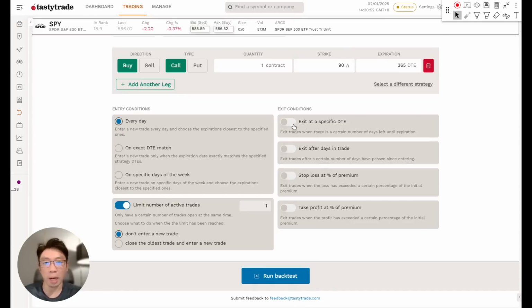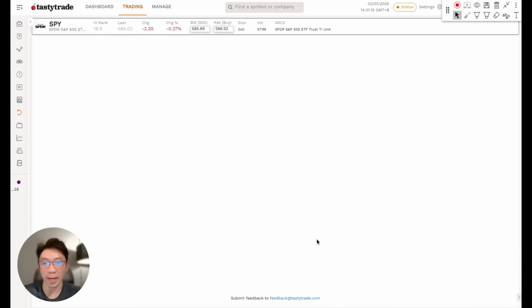At this point, I'll just leave this empty. And the exit after days in trade, I'll leave it empty as well. Stop loss, take profit, percentage of premium, I think I'll just leave this empty as well. And let's just see what this backtest actually shows us. So the next thing you want to do, once you've decided on all these conditions down here, is click this button here and let it do its backtest.